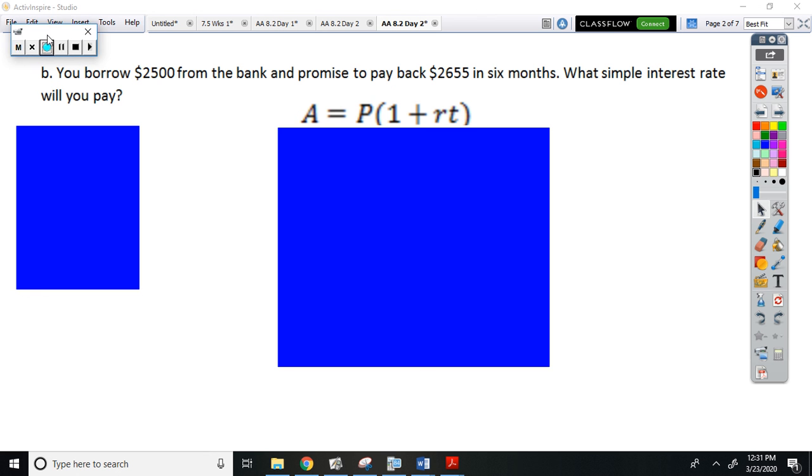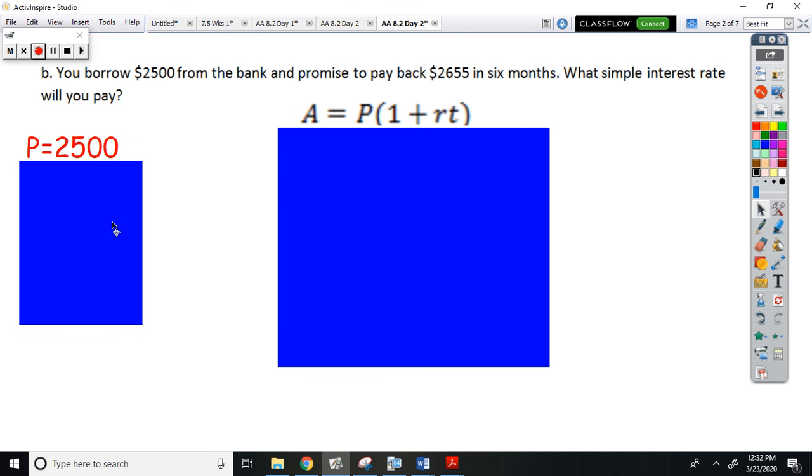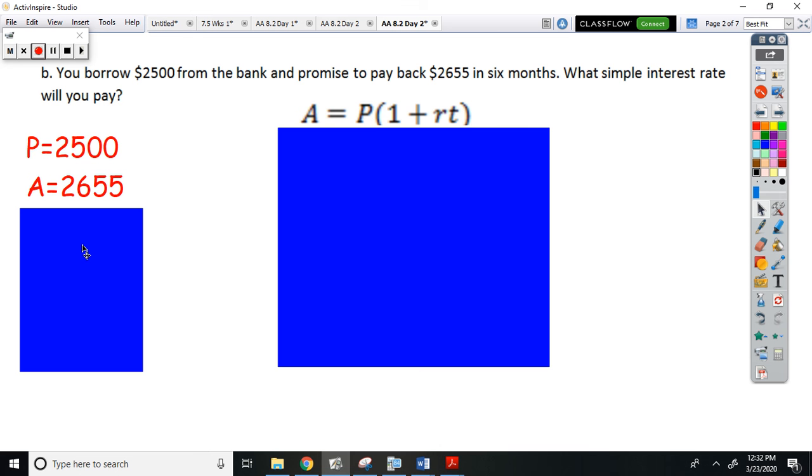Our next one says you borrow $2,500 from the bank and promise to pay back $2,655 in 6 months. What simple interest rate? So our $2,500, would that be our P or would that be our A? Is it our present value or our future value? Right, it's our present value. So P is $2,500. In the future, we promise to pay back that amount, so that's A.